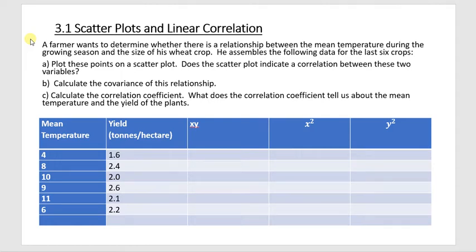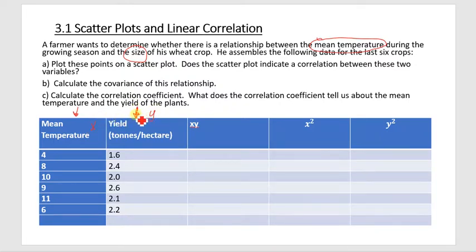Example 1. A farmer wants to determine whether there's a linear relationship between the mean temperature, like the average temperature, during the growing season and the size of his wheat crop. He assembles these data for the last 6 crops. Here's the mean temperature, that's going to be our X, and here's the yield, that's going to be our Y.